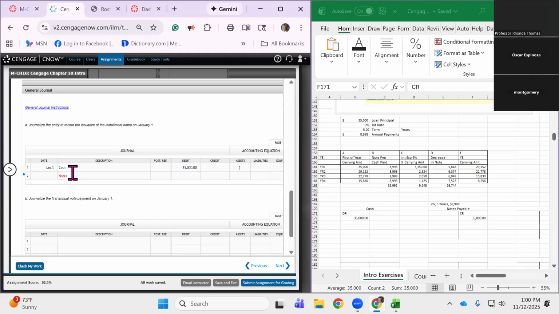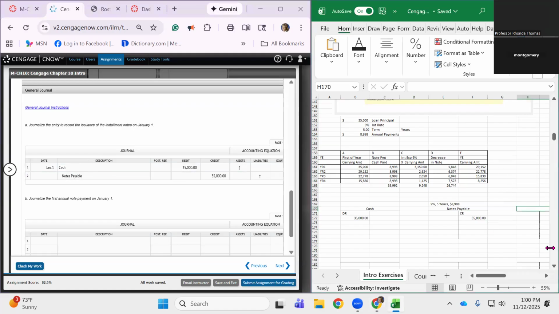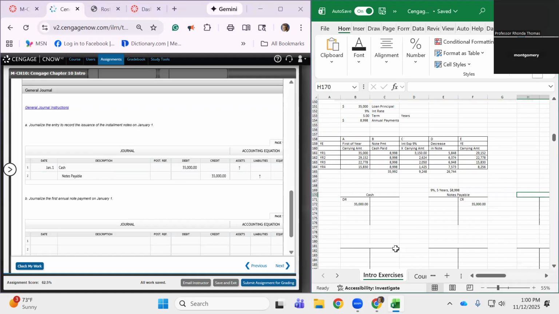So when we make a payment, we're going to make a payment now. We need an interest expense account, so let me put that down here. Interest expense.